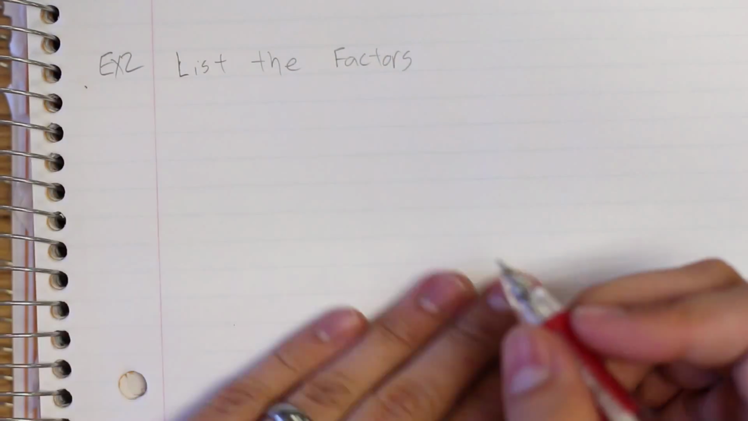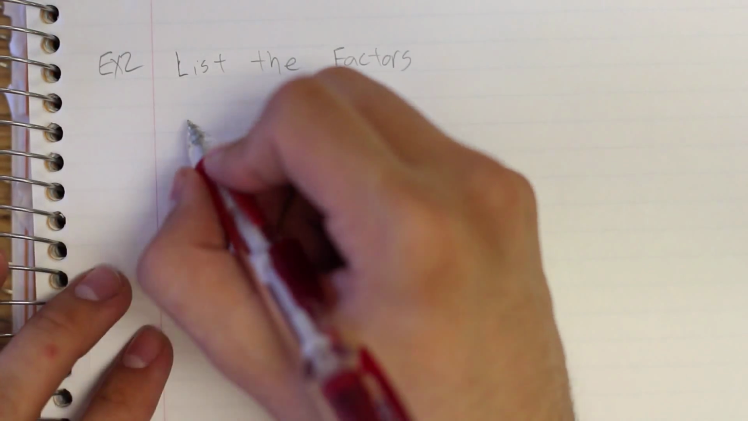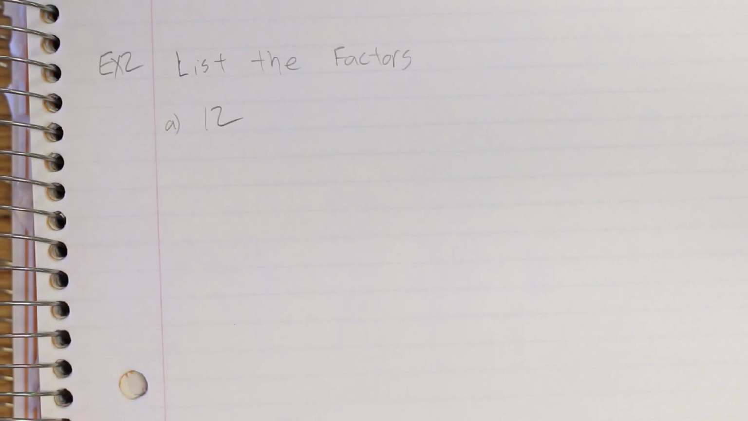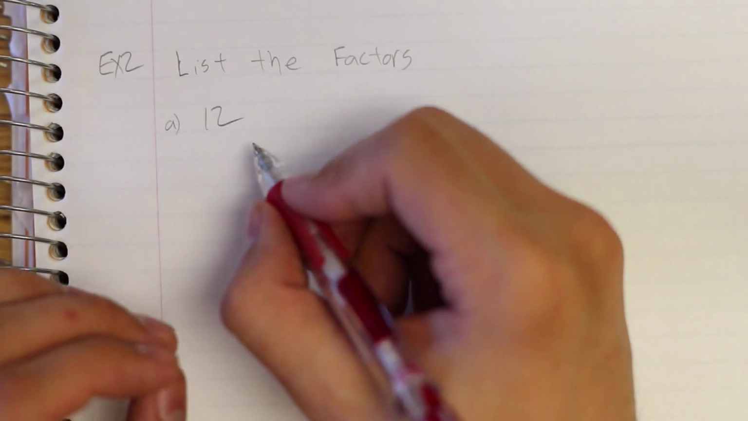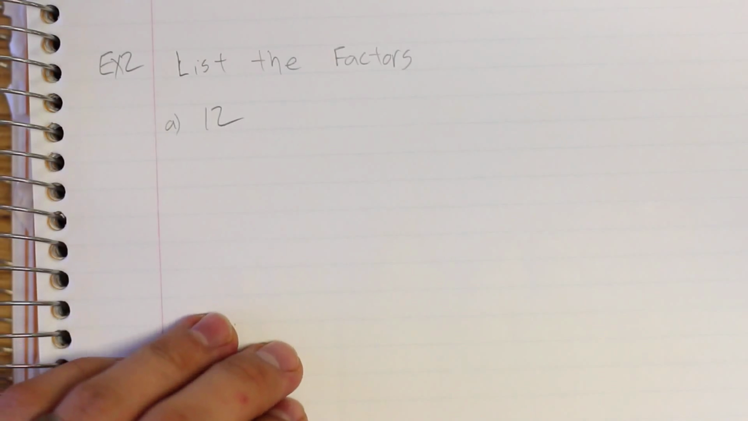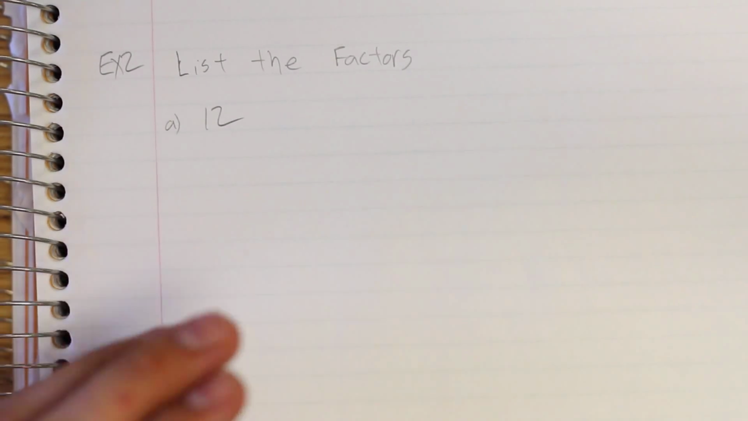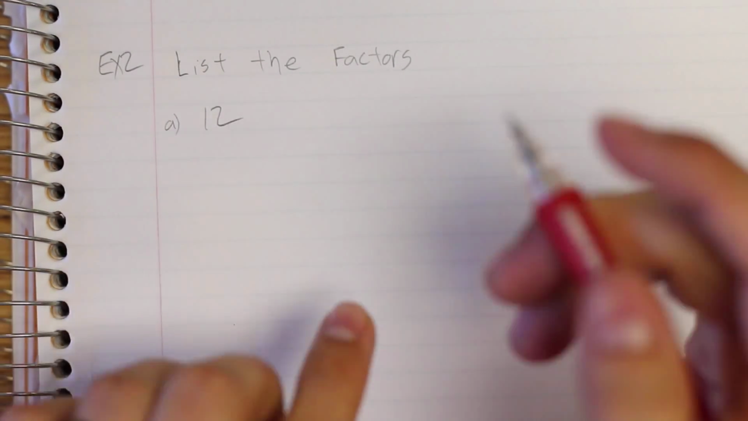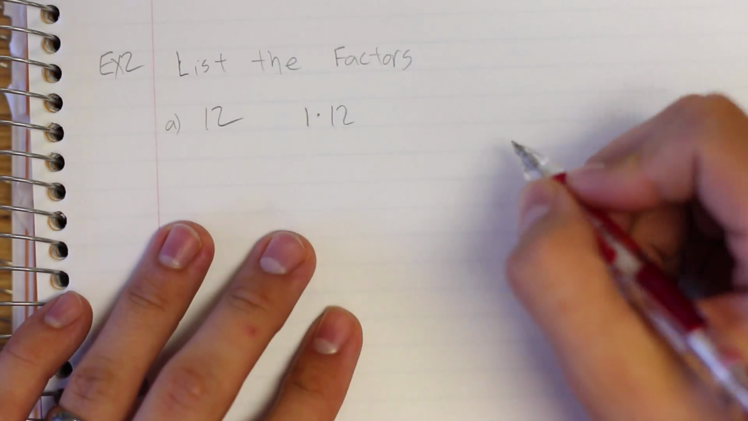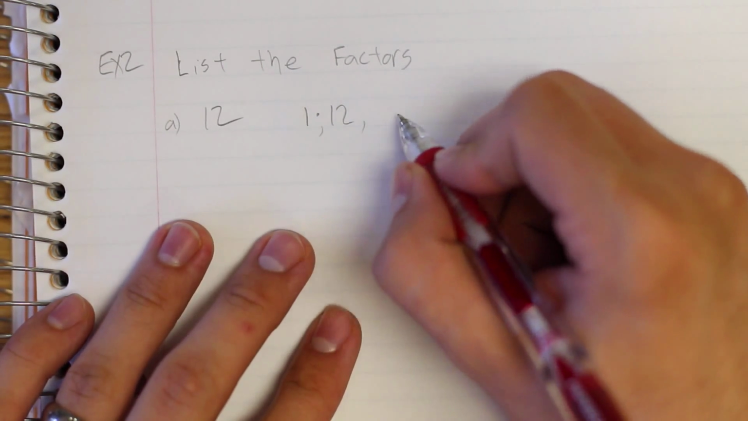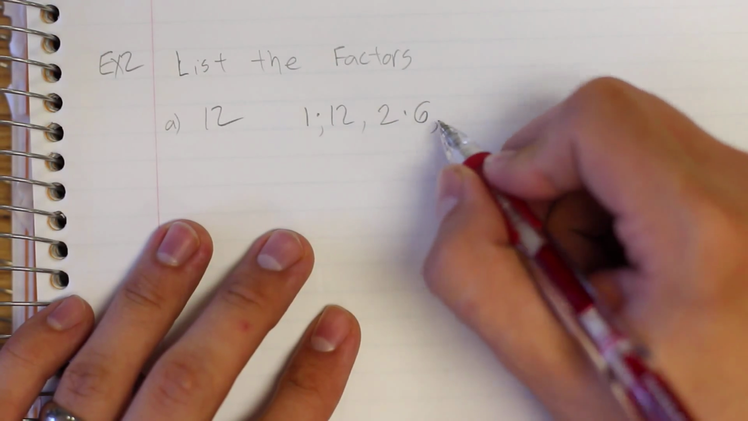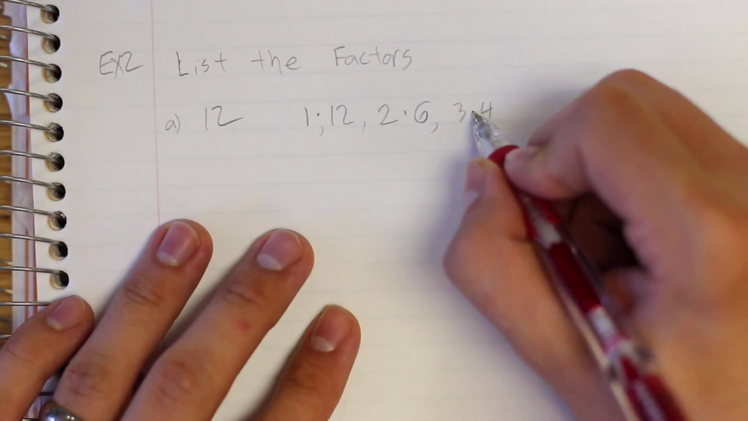List the factors of a number like 12. Okay? So we take 12, we list the factors. We're talking about all the numbers that you can multiply. What I like to do is make my list. What numbers do I multiply to get 12? Well, I could multiply 1 and 12. Okay? I could multiply 2 and 6. I can multiply 3 and 4, and now we're done.